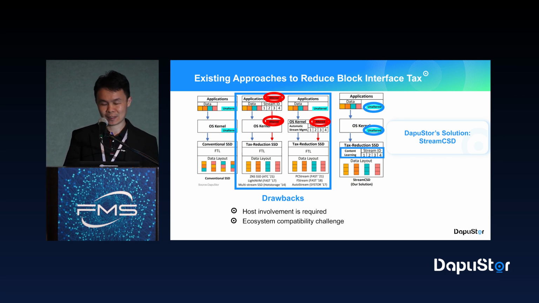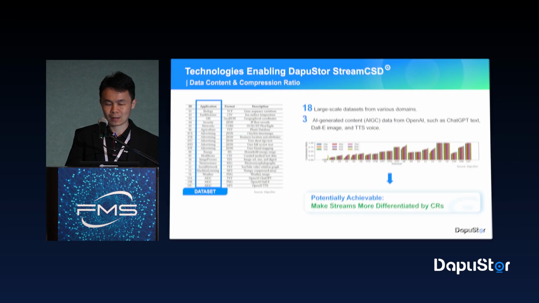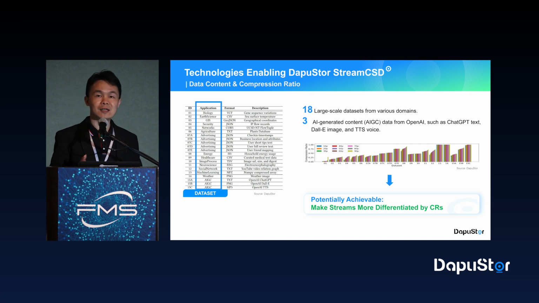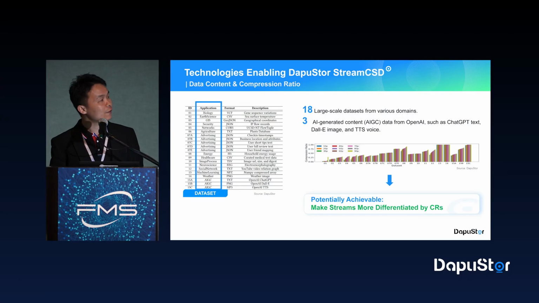We have collected 18 plus 3 data sets from various domains, such as biology, security, advertising, AIGC, etc. We divided the data sets into 4K pages, and we quantified the percentiles, or the distribution, of the compression.